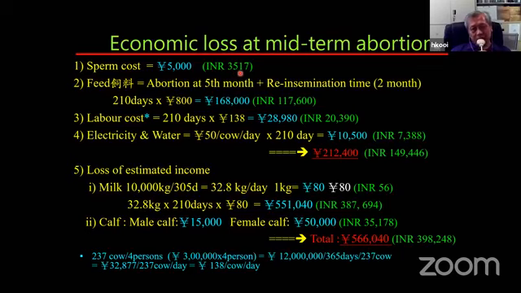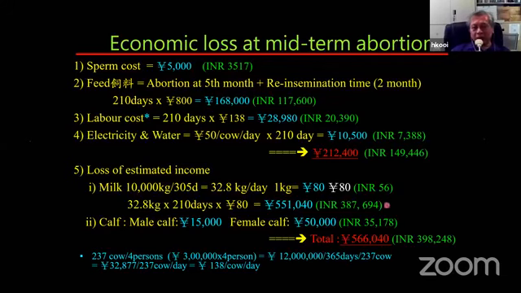So we buy sperm from Canada and all these places, or even within your country, it costs around there. Of course, there is a range. And then for 21 days after aborting, and then it takes another 2 months for re-insemination, it will cost you so much, 117,000. Well, anyway, labor costs and everything. That means you are going to make a loss of 150,000 rupees with a 5 month abortion in the cattle. So this is the money that goes out.